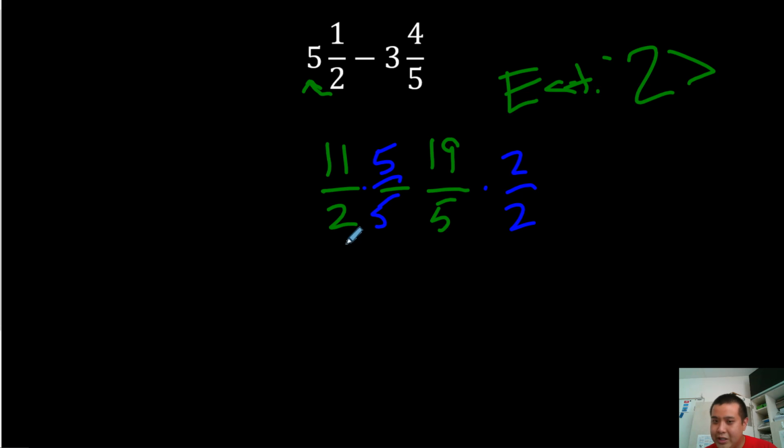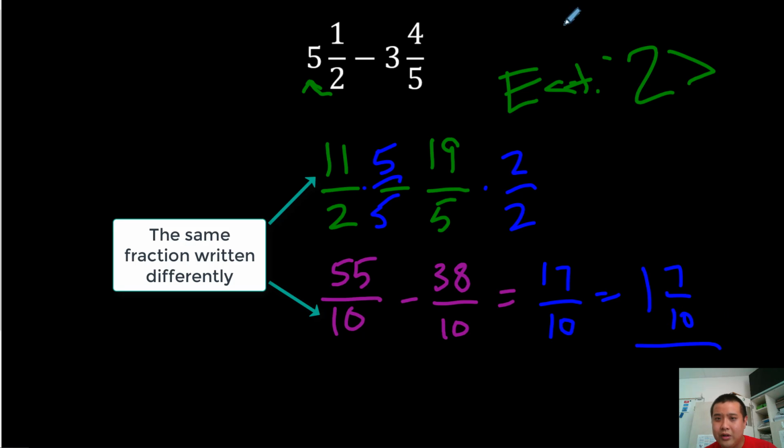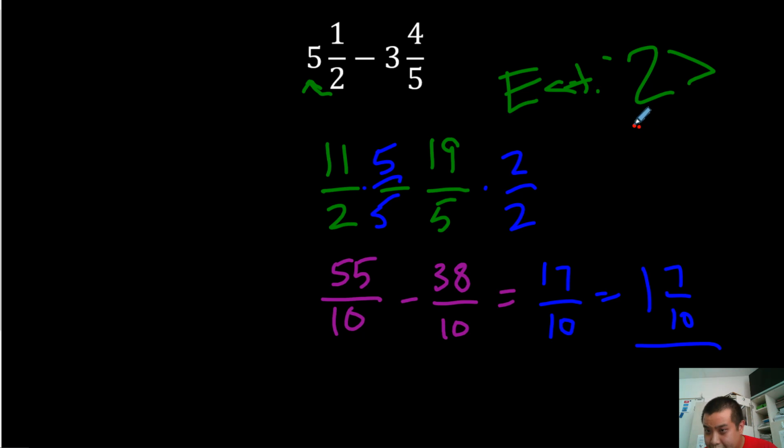Again, both of these are forms of 1, so we're not changing the value of either one of these numbers. They're going to be the same value, just written differently. 11 times 5 is 55 over 10, minus 19 times 2 is 38 over 10, and then from there we can subtract. 55 minus 38 gets us 17 over 10, which then is 1 and 7/10, and 7 and 10 do not have any common factors, so therefore this is going to be our final answer, which is very close to our estimate of being a little bit less than 2.